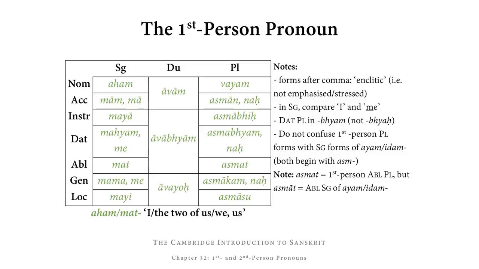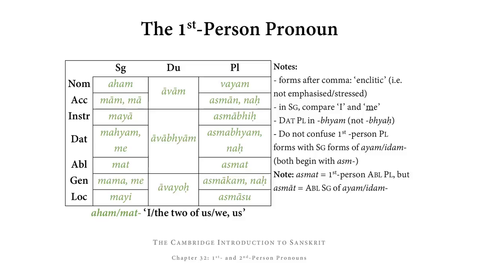When you memorize this paradigm, or this part of the paradigm, pay particular attention to the dative. Asmabhyam is similar to what we've seen before. So far we've seen bhyah as an ending in the dative plural, and we've seen bhyam as an ending in the dual. Here we have bhyam, ending in an m, but using a short a. Make sure that you don't confuse this with bhyah, which is what you have in non-pronouns, and bhyam, which is what you have in various duals.